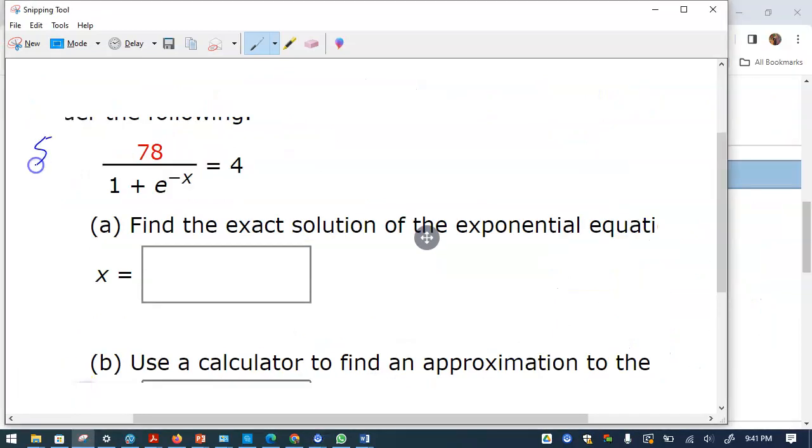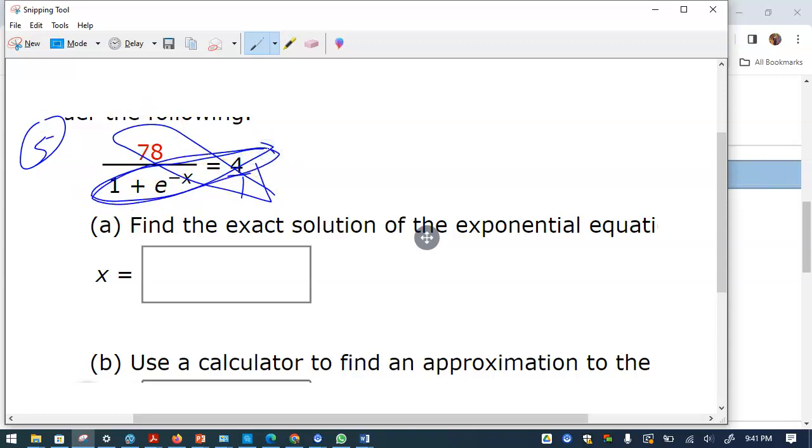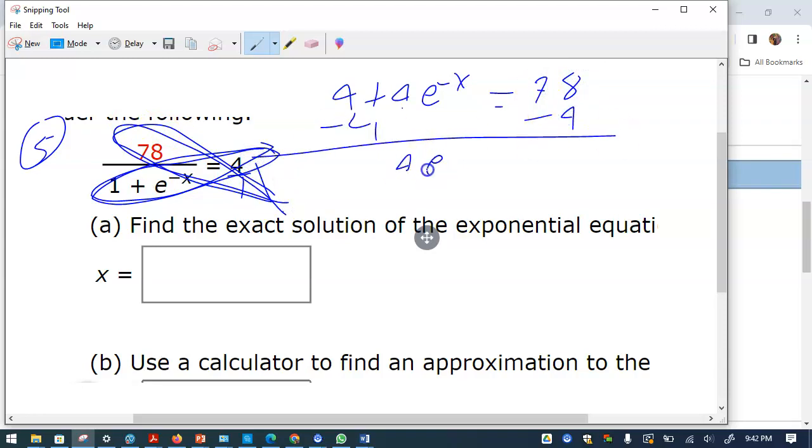Question number 5 would be, this is 4 over 1. You can use the cross product like this. So when you multiply, this becomes 4 times 1 is 4 plus 4 e raised to minus x, and this 78 times 1 will remain. So you subtract 4 from both sides. You get 4e raised to minus x equals 74. Then divide by 4. So e raised to minus x equals 74 over 4. So 2 divides both of them. Sometimes it may not go, I just reduce to write 2, 3 goes, and 37 over 2.